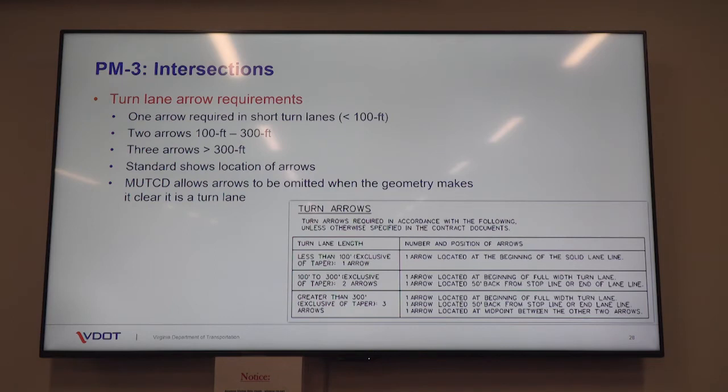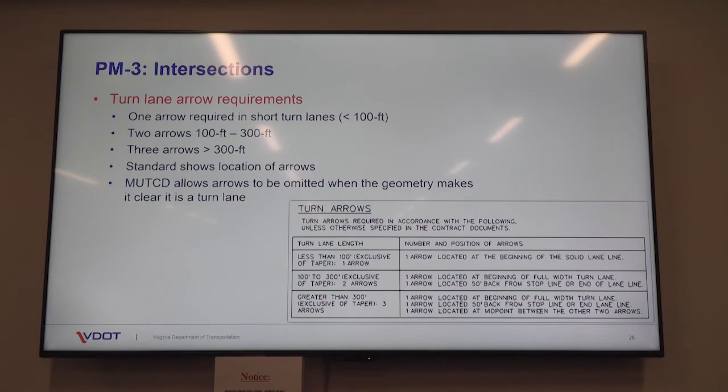taper length. One thing to note, though, it is still the designer's flexibility not to put the arrows if it's clearly a turn lane by the geometry, right? So a turn bay, right? Is Nova still trying to avoid arrows? Is that still Jessica? So again, there are different engineering district preferences as far as that goes. So note that the MUTCD allows the designer to omit those arrows.